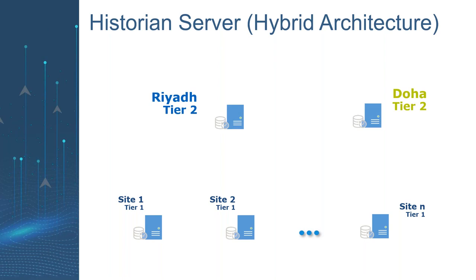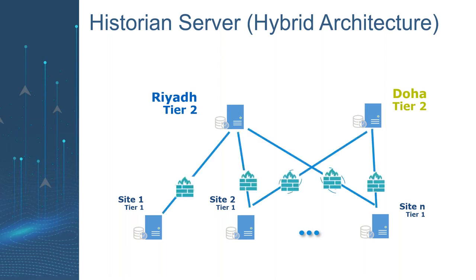So, for example, I have a headquarter in Riyadh and one in Doha, and I want to report some of those tags to those central rooms or headquarters. I have two different types of replication. I have simple replication. That means the tag will be replicated as it is to the central room, and that means I'm reading the tag runtime value.